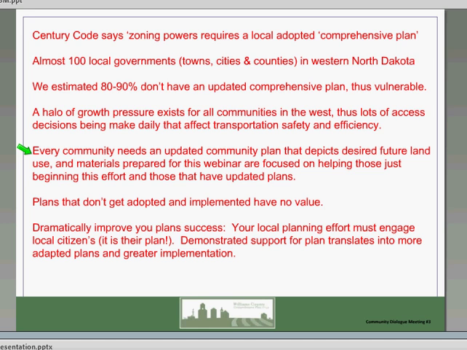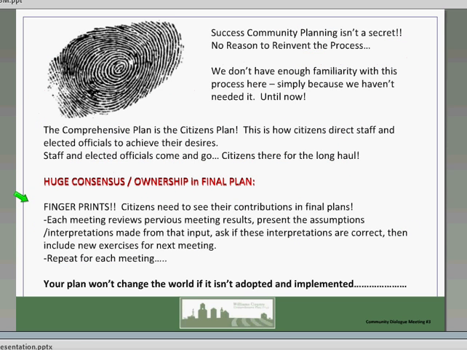We have collected for this webinar a bunch of materials that are intended to help you do a plan if you don't have a plan, or continue to develop one for those that do already. Because clearly plans that don't get adopted and implemented are kind of a waste of time. You can dramatically improve your chances of getting your plan both adopted and implemented by demonstrating continually that the citizens themselves are participating, that they are really influencing the process.